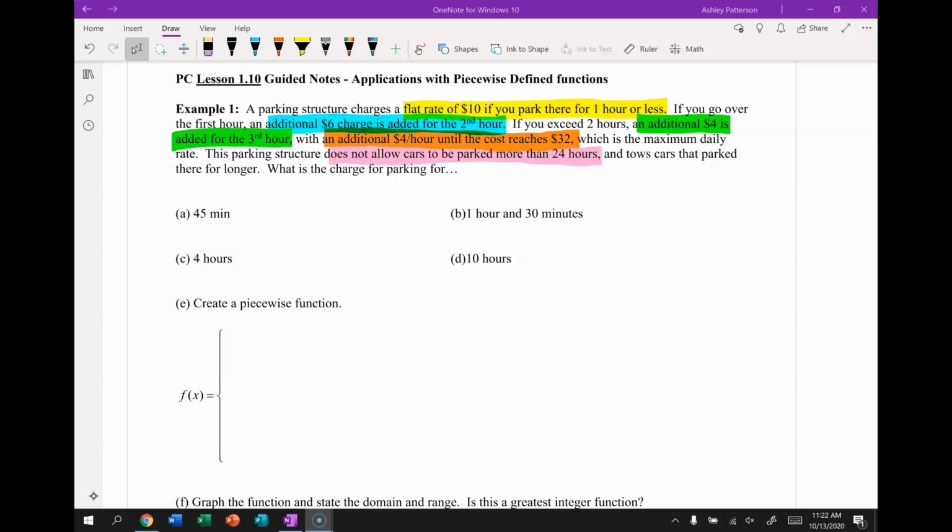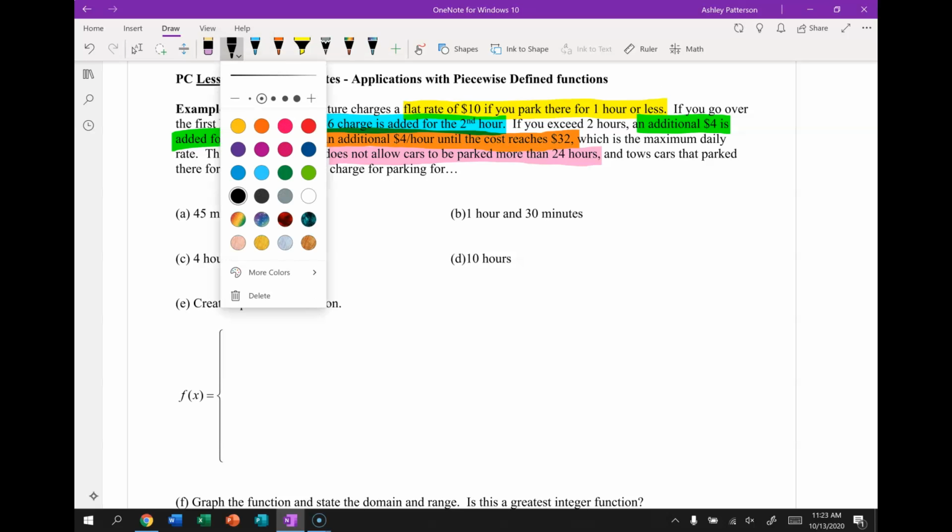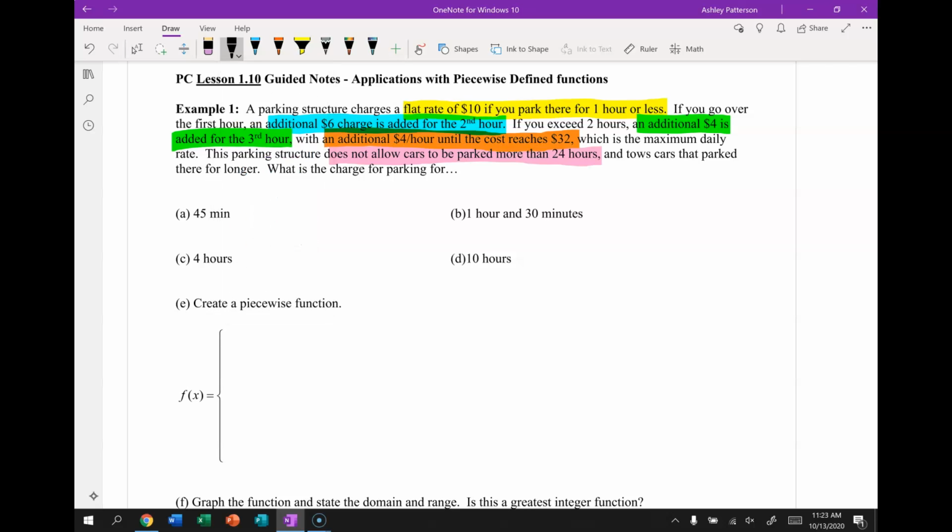Okay, so you'll notice, as I talked about in class, that I've highlighted the different pieces that are necessary. The first thing that they tell us is that for this parking garage, there's a flat rate. It's $10 if you park there for an hour or less. The second thing is that you pay that $10 and an additional $6 charge for the second hour. So now I'm up to $16, right?